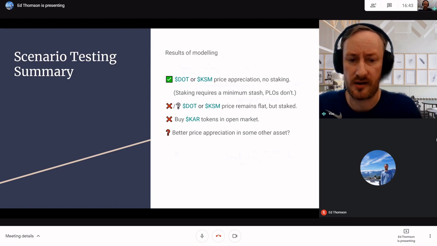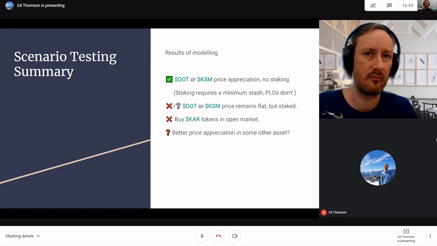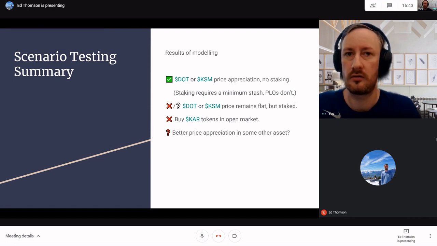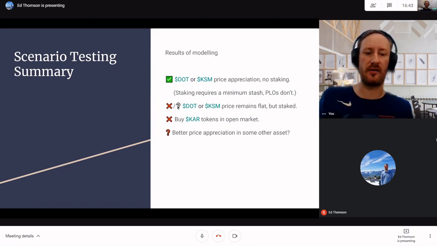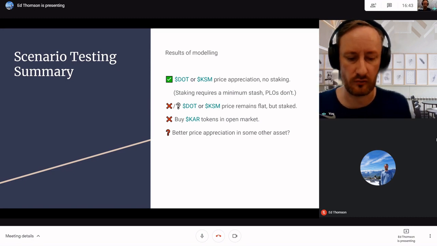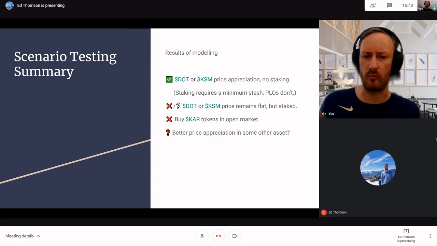I don't know how to call that, basically, but this is my feeling. And then the other thing is you could probably just buy Karura tokens in the open market instead of doing the PLO. And in a lot of scenarios, whenever you're just having a simple 2 or 3x, then generally the PLO rewards won't beat that. You're almost better, if you're going to buy dots or KSM, just to stake them. If you're not going to buy them, if you just want exposure to native Parachain tokens, then you might be better just to buy them rather than be involved in the PLO.